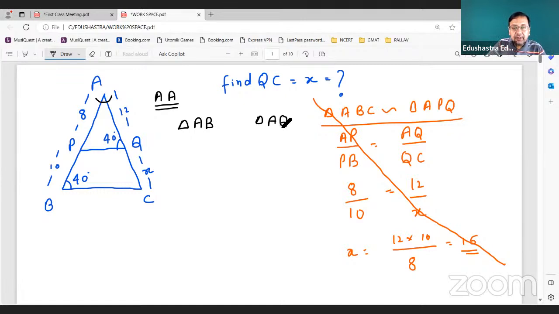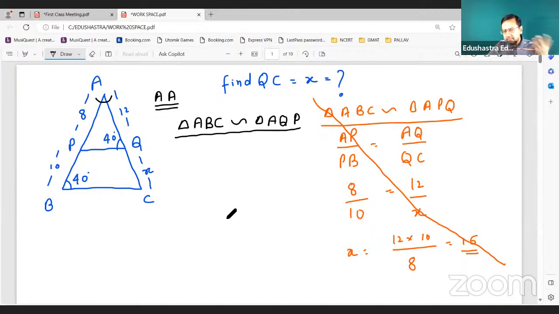Q angle. No? So I should take Q. I should not take P. Done? Then if two angles are equal, because we are putting the angle concept, then the third angle C must be equal to what? And now I can say these two triangles are equal, right? So triangle ABC is equal to triangle AQT.